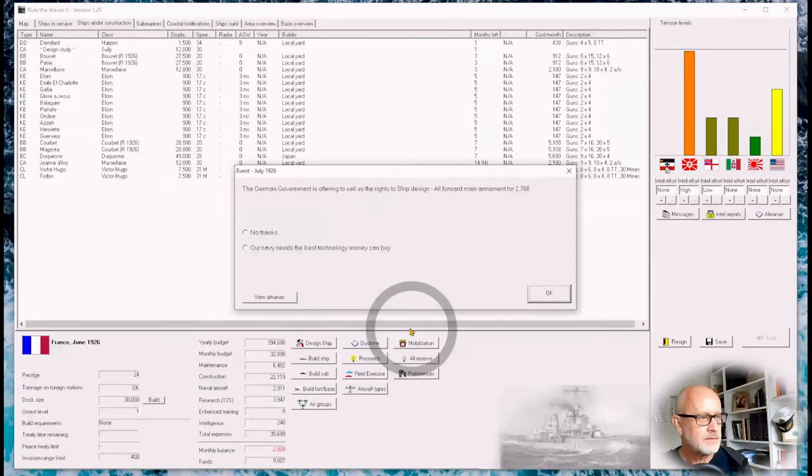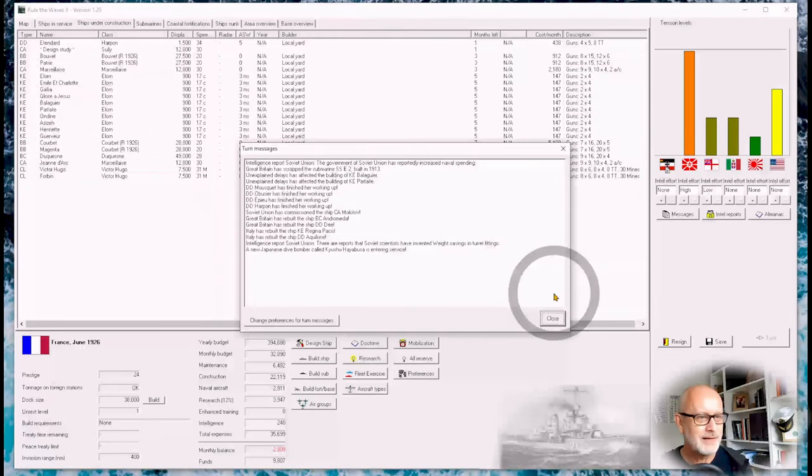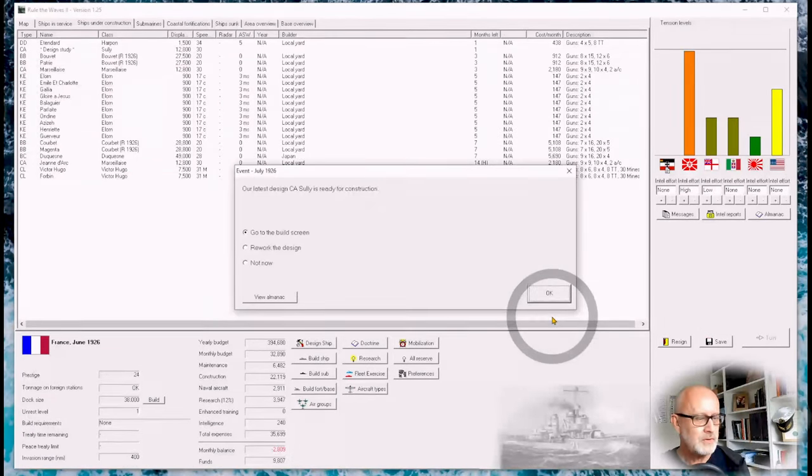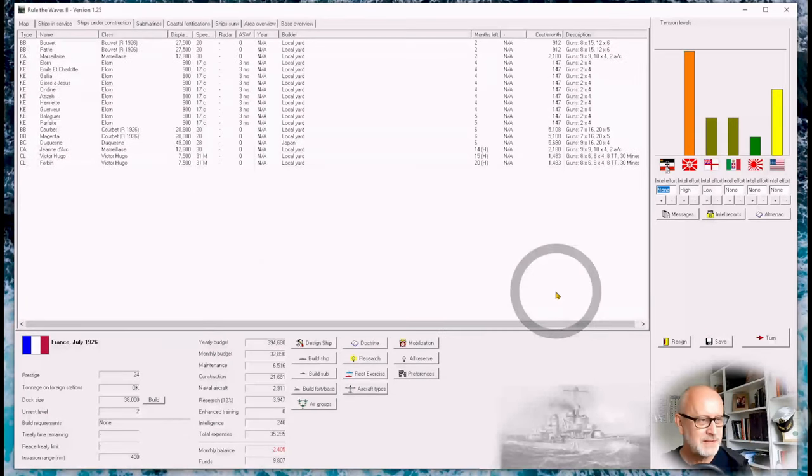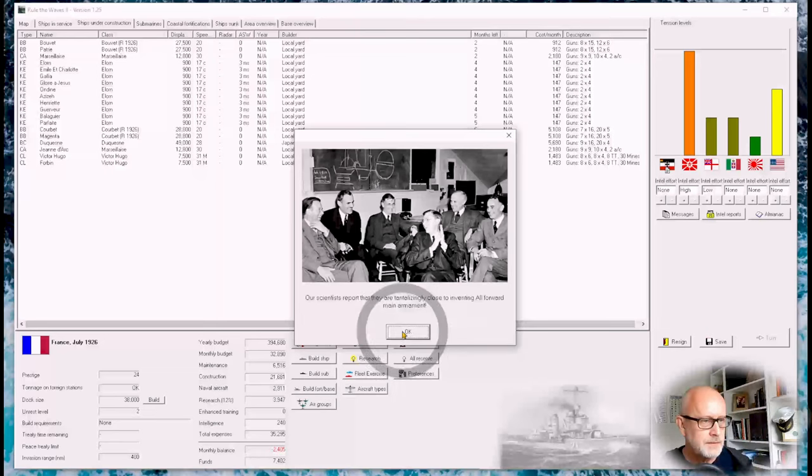So there's another destroyer. It's offering us to sell. No thanks. No selling. No selling at all. Soviet Union have increased. The Sully is now ready for construction, and I'm going to have to say, not now. A bit impoverished. Into August.